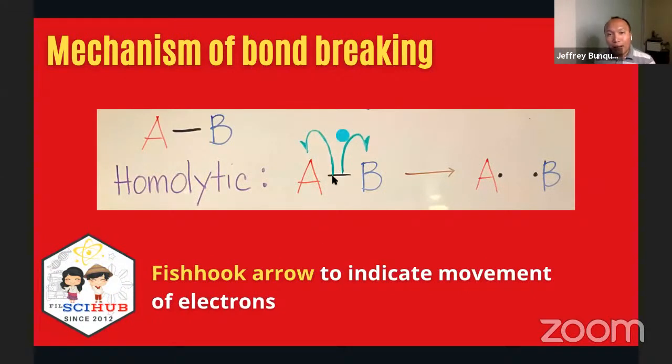Kasi if you're going to represent the splitting of the electron pair in this particular example, you're going to use two fish hooks originating from the bond, and then yung tip po nun, or yung hook, is actually pointing to the receiving atom, so atom A and atom B. So forming two radicals. So yan po ang homolytic bond cleavage.